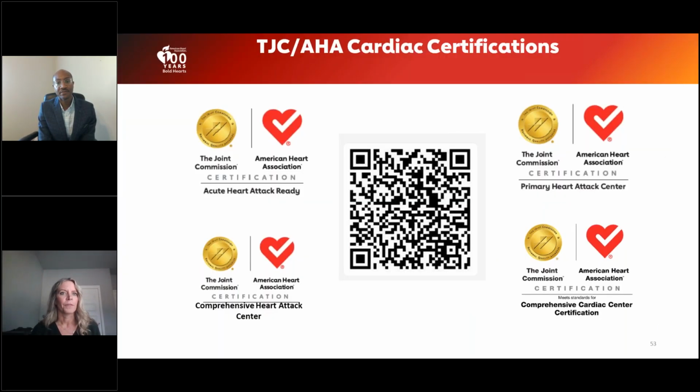Also, for those of you who are looking to take things a step further, we do have several different options for cardiac certification in partnership with the Joint Commission that you see here. Go ahead and scan that QR code if you'd like more information, and a member of our team will reach out to you.